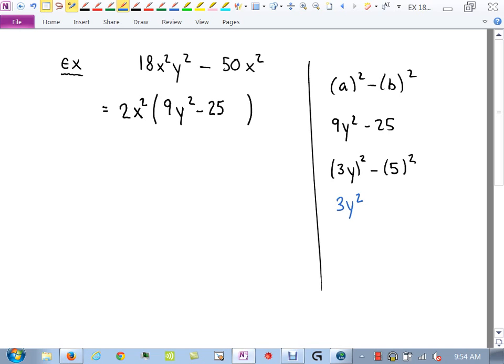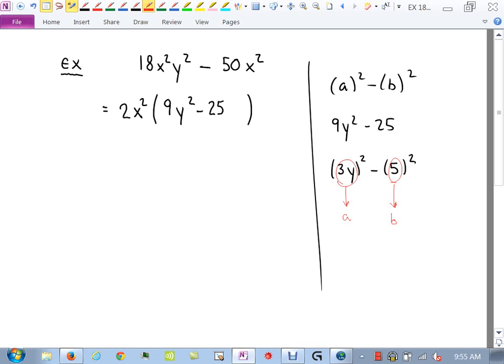Here, the square goes to the 3 and the y, which means you get the 9 and then the y squared. Y'all see the difference? Okay. So that means that our a in the problem is 3y, and our b in the problem is 5.